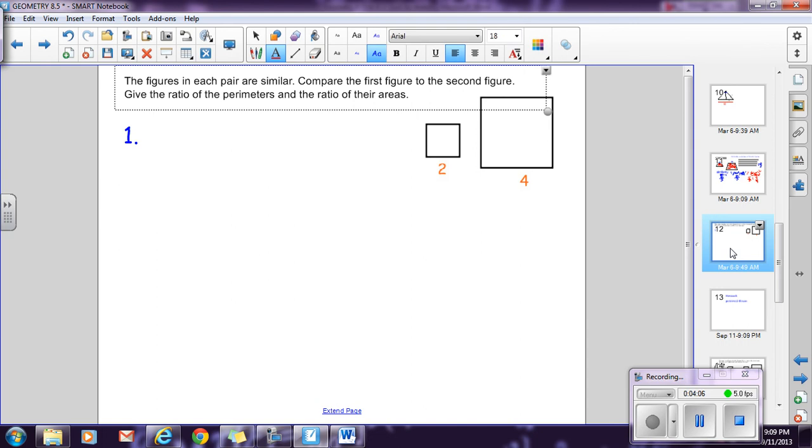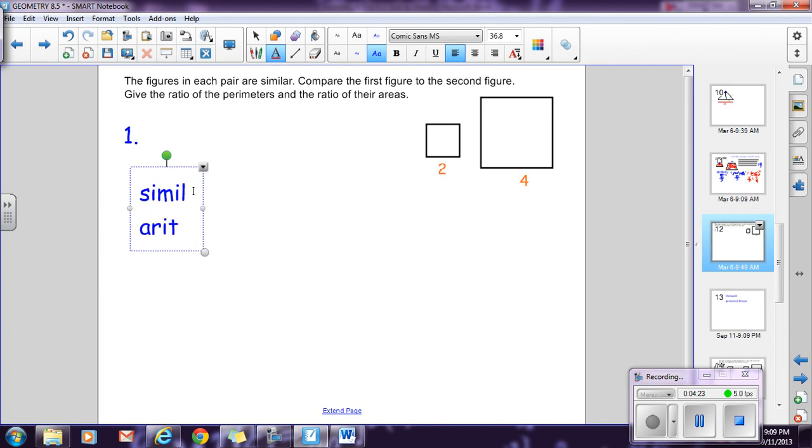So here we go. It says the figures in each pair are similar. Compare the first to the second figure. Give the ratio of the perimeters and the ratio of their areas. All right, here we go. First of all, let's talk about their similarity ratio. Let me write similarity. Whoops, let's make that a little bigger.